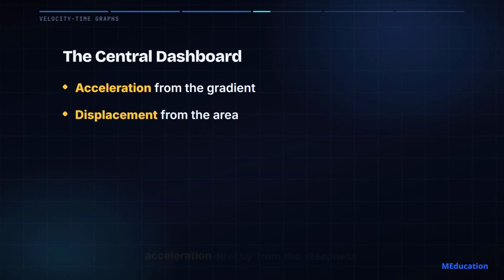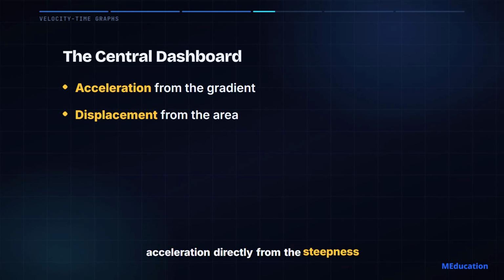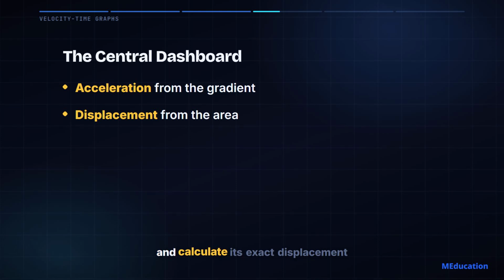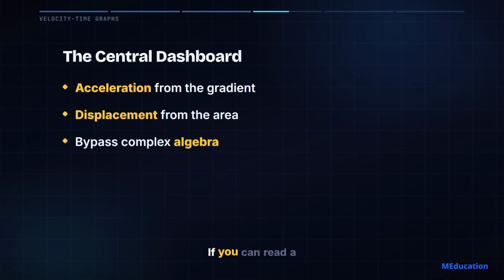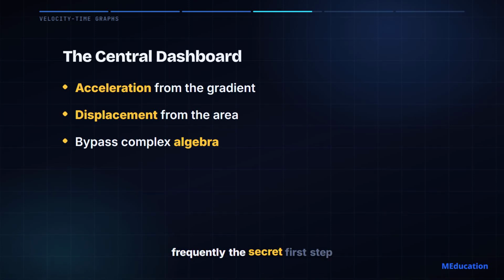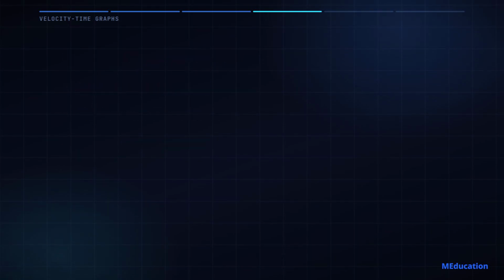You will extract an object's acceleration directly from the steepness or gradient of the line and calculate its exact displacement from the area underneath the graph. If you can read a velocity-time graph fluently, you can often bypass pages of complex algebra. In the exam, drawing a quick sketch of one of these graphs is frequently the secret first step to unlocking a difficult 10-mark mechanics problem.